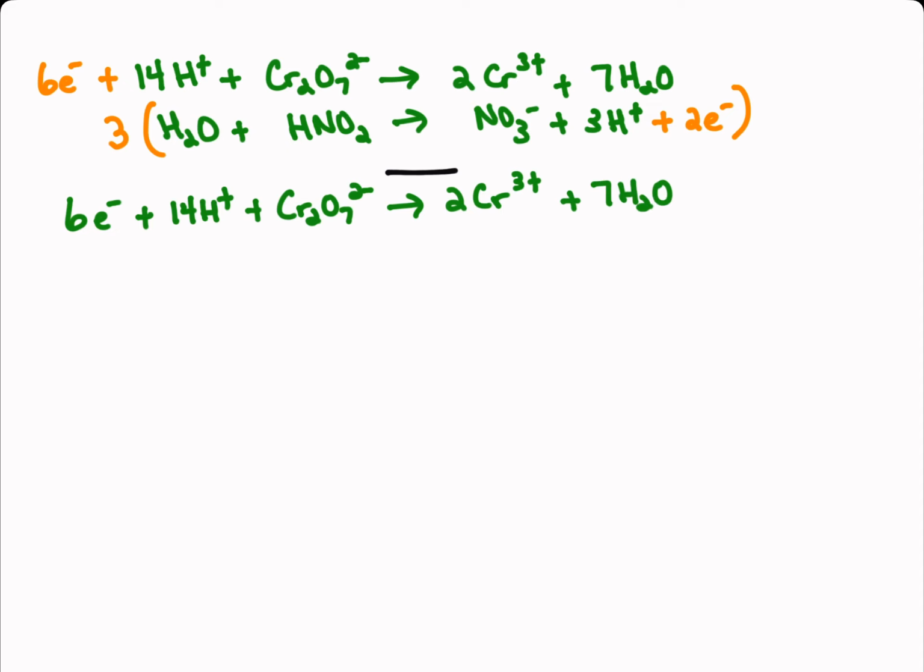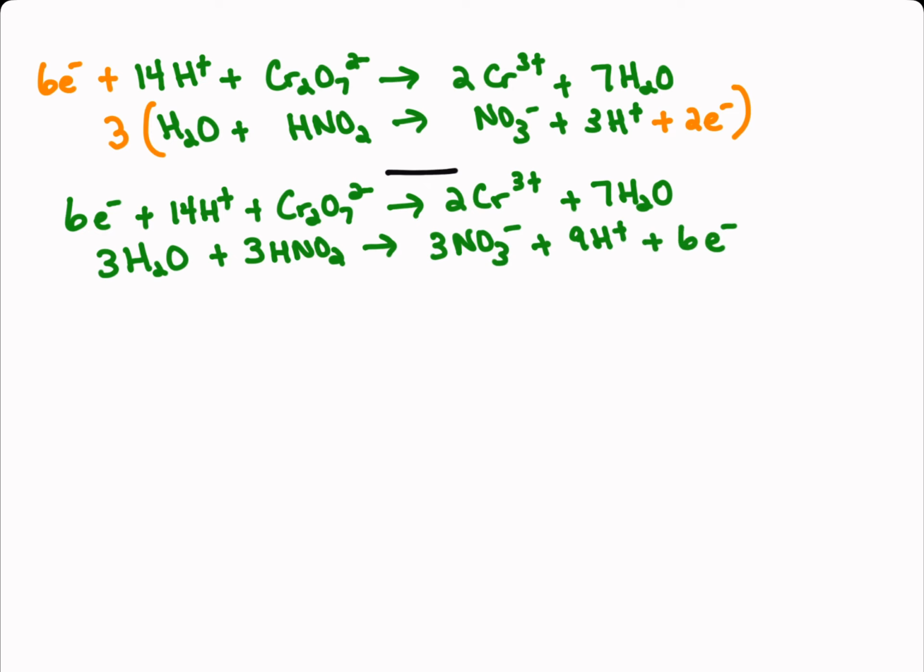And I'm going to distribute the 3 to every part of that equation. Three times 3 is 9, and 3 times 2 is 6. All right, so now it's time for just a final cleanup. Whatever appears on both sides, we have to cancel.